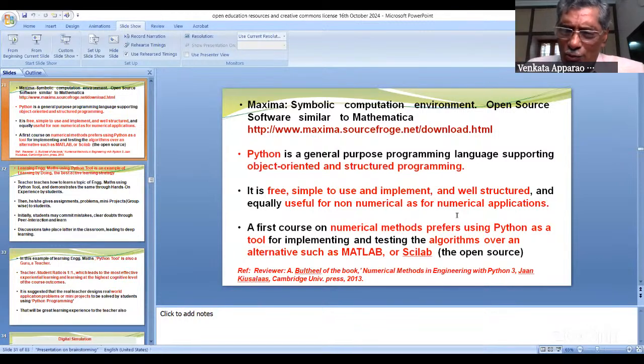So you have alternatives. MATLAB is an alternative, but it is commercial software. Instead of MATLAB for such purposes, you can use Python. You can also use Scilab. MATLAB is commercial software, while Scilab is free and open source software. Python is free and open source software. So instead of going for commercial software, with equal quality, the students can learn by using Python or Scilab.